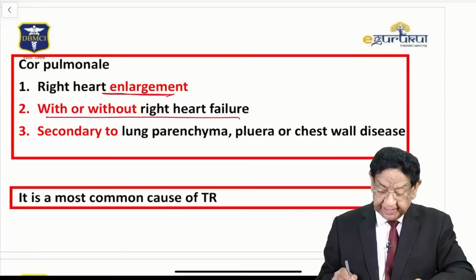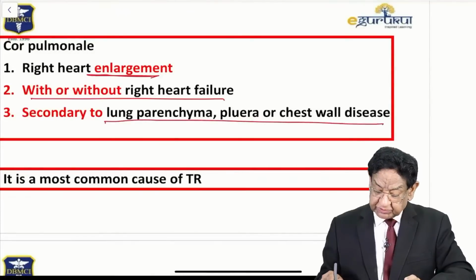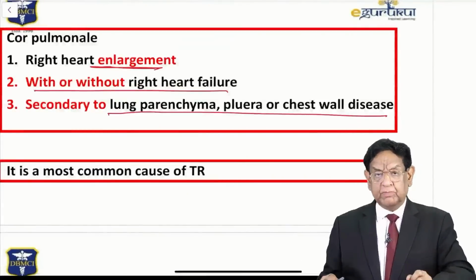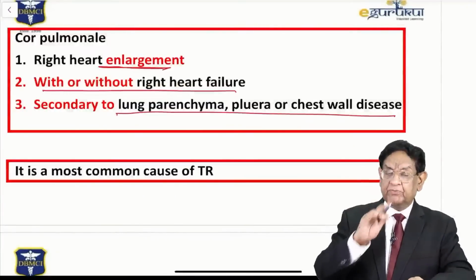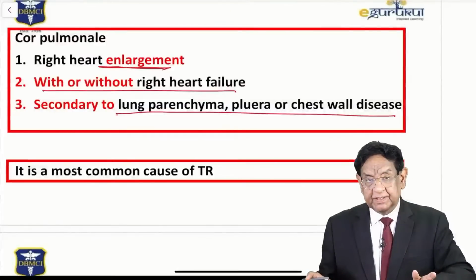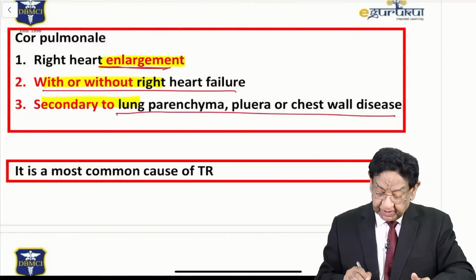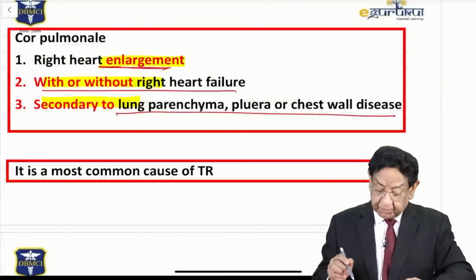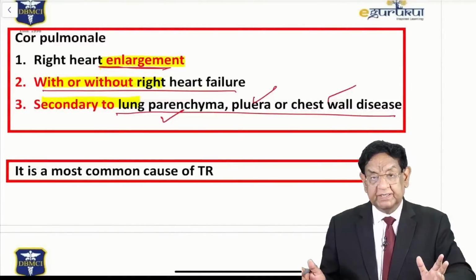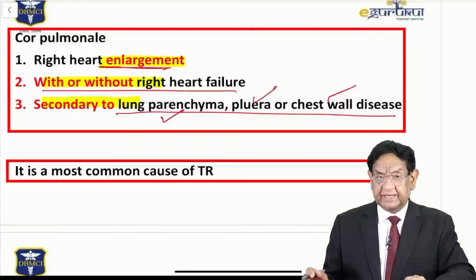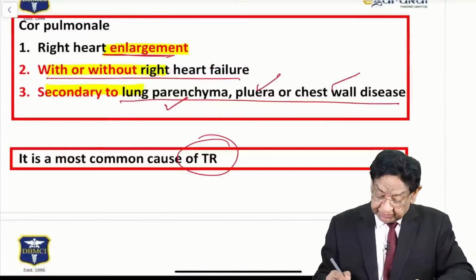with or without failure, secondary to lung parenchyma, pleura or chest wall disease. The most common wrong answer is right heart failure. No, it's not necessary. Even hypertrophy is not the answer, it's enlargement. So that is one keyword, second keyword and third keyword. Since it is secondary to some lung problem, the lung problem can be in the parenchyma, pleura or chest wall, anywhere. Chest wall disease can also contribute to cor pulmonale, and it's the most common cause of tricuspid regurgitation, the 4th keyword.